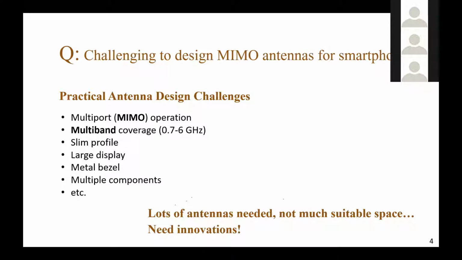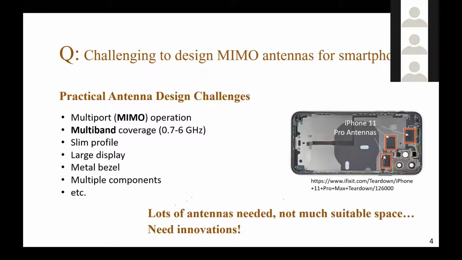So a lot of antennas are needed, and these antennas are not just narrowband, but you also need reasonably wideband antennas. And there's not much suitable space, so we need innovations in order to come up with good solutions. And this is just a picture I found from the internet of the iPhone 11. And you can see here some places where they are putting the antennas. So it's really quite difficult to find space to put in the antennas.